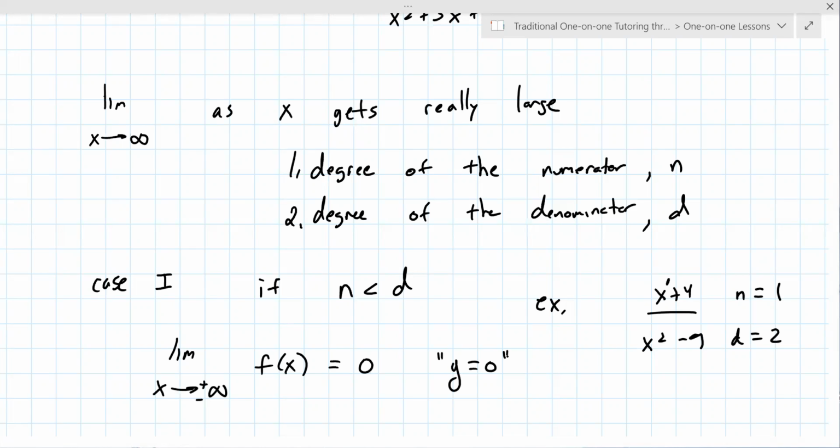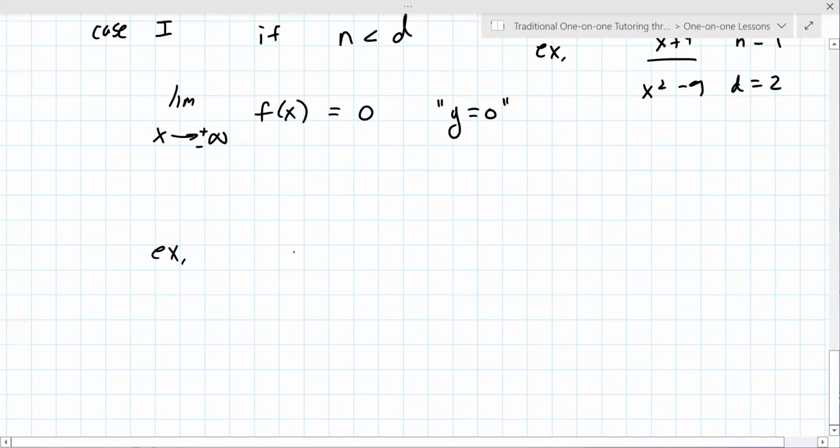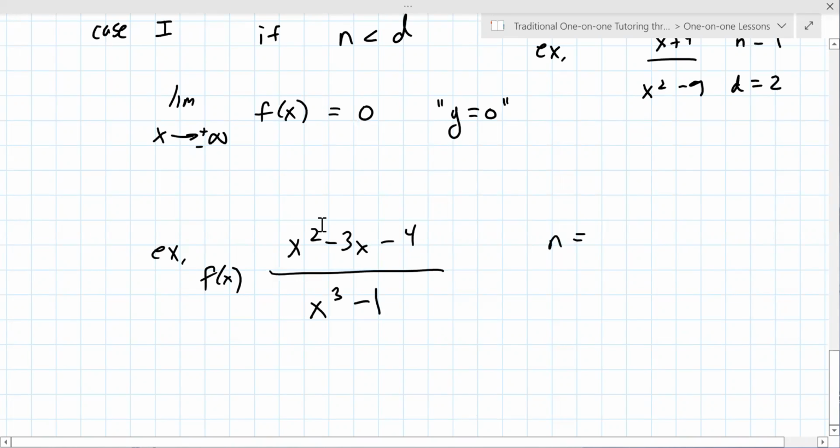Let me give you another example. Let's say it's x squared minus 3x minus 4 over x cubed minus 1. This is f of x. What is the degree of the numerator? What is the highest exponent? It'd be 2. What is the degree of the denominator? 3. Very good. Is 2 less than 3?